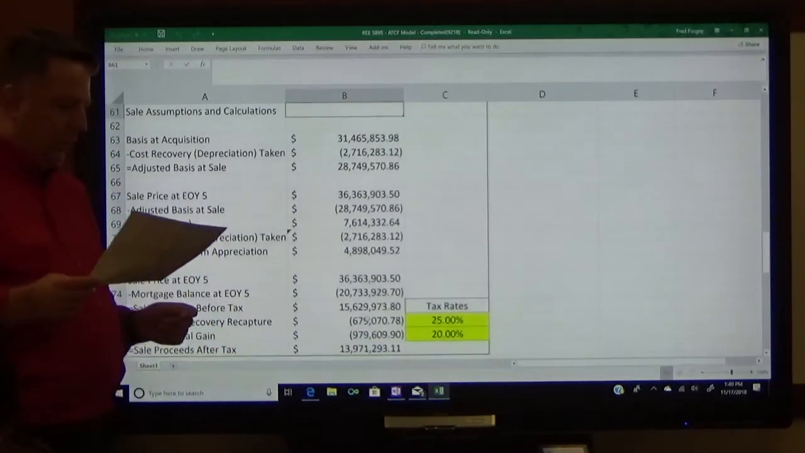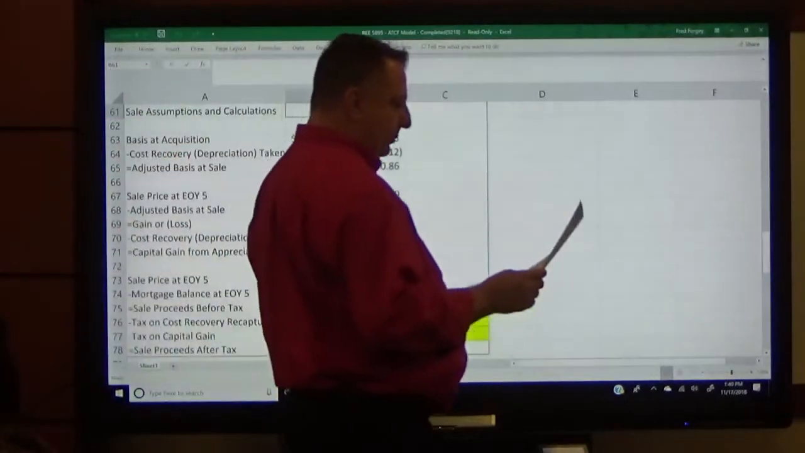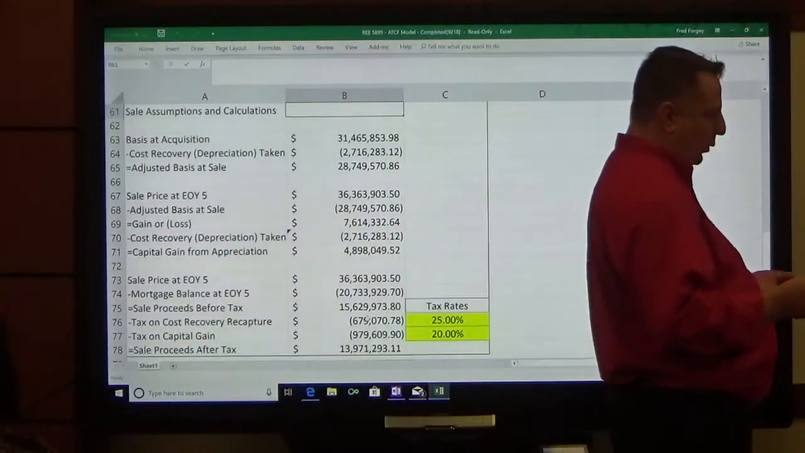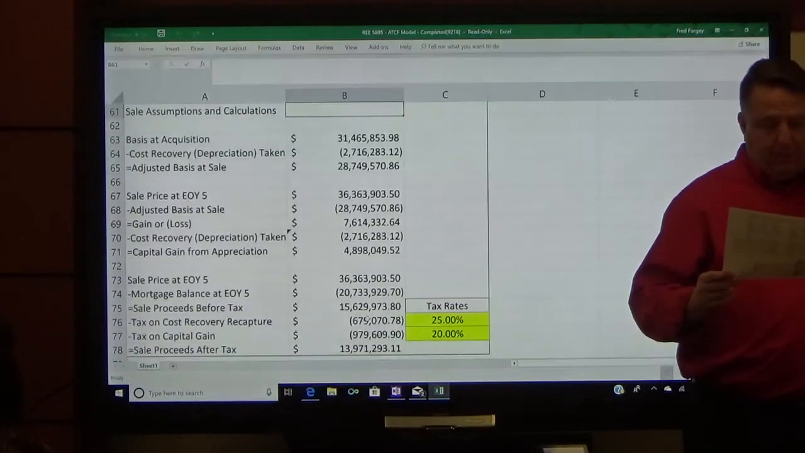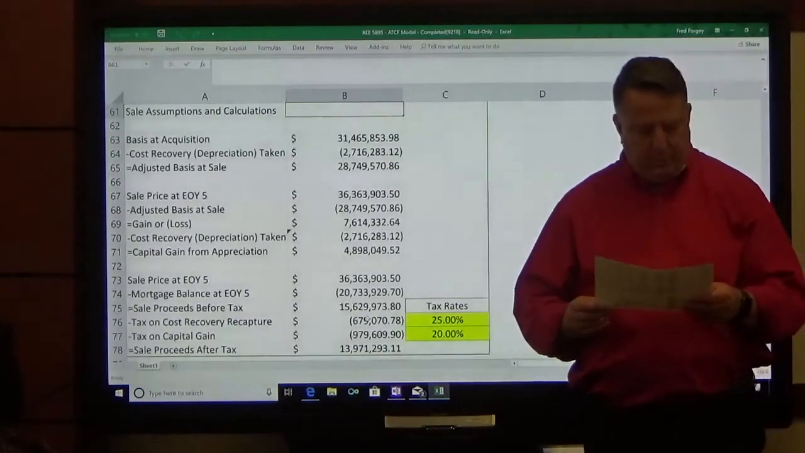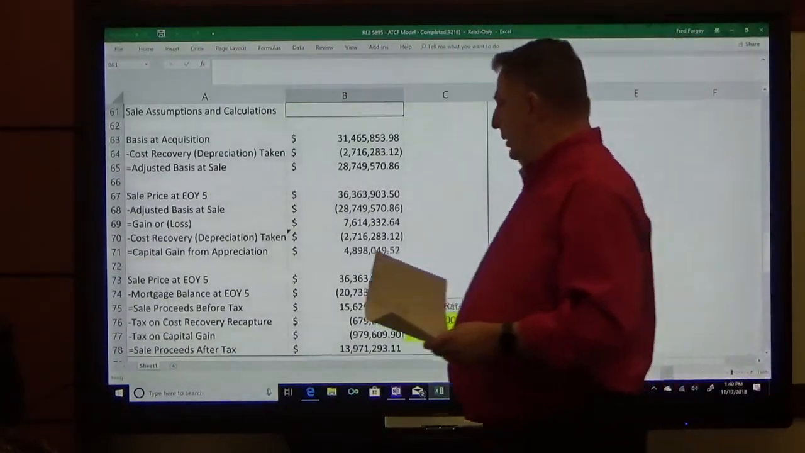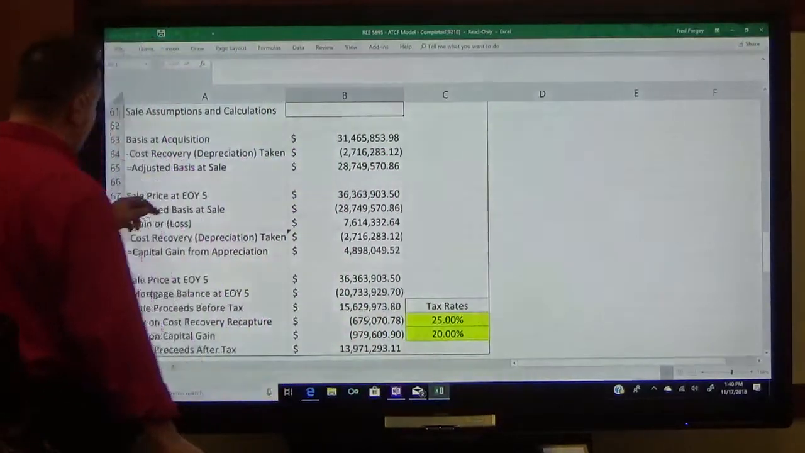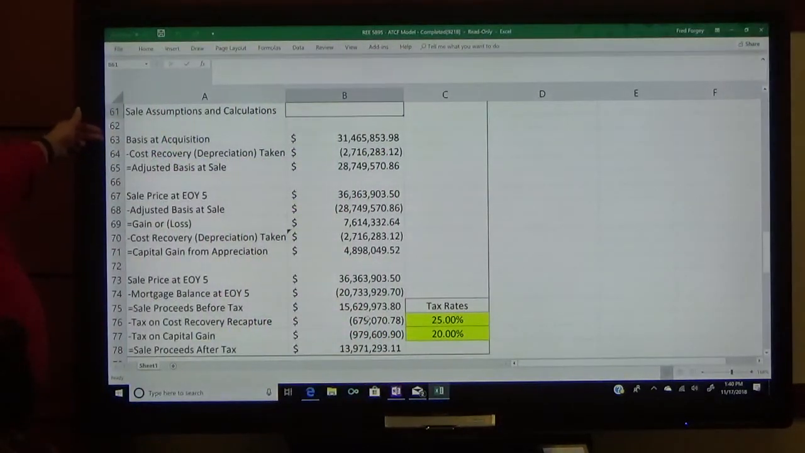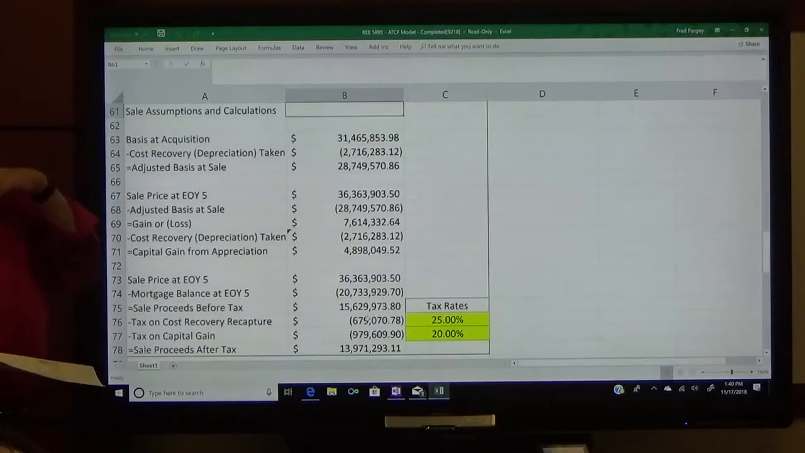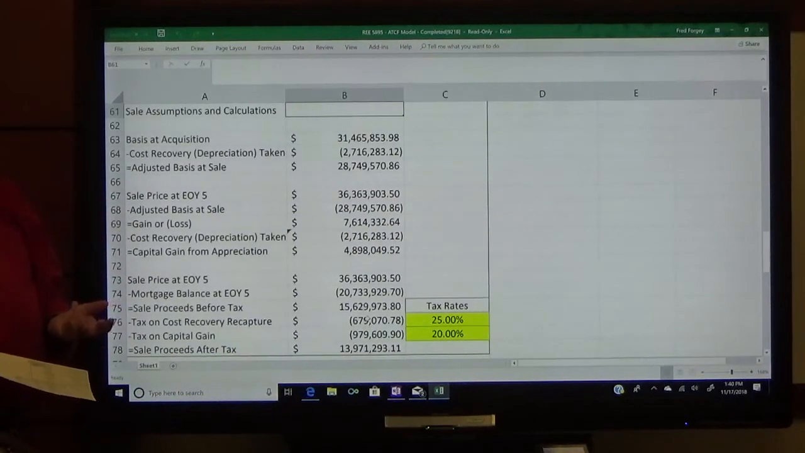Okay? So there are going to be a few things in there that are going to seem familiar, and other things you're going to be like, what the heck are they talking about? Okay, so let's talk about some of those things. All right, so we're going to take a look at the box here. Okay, so the first thing that we've got is what we call the basis of the property at acquisition. And from the tax perspective, this is the total purchase price of the property, okay?